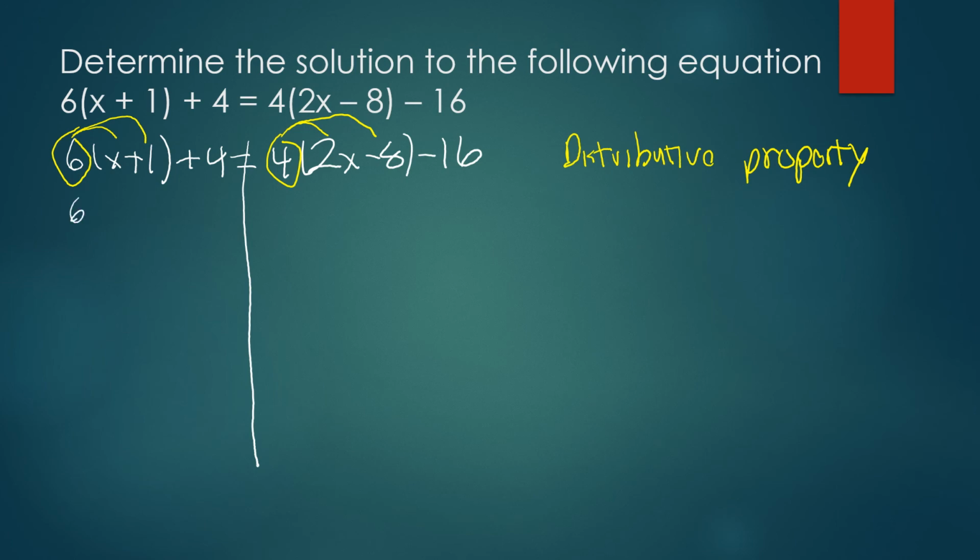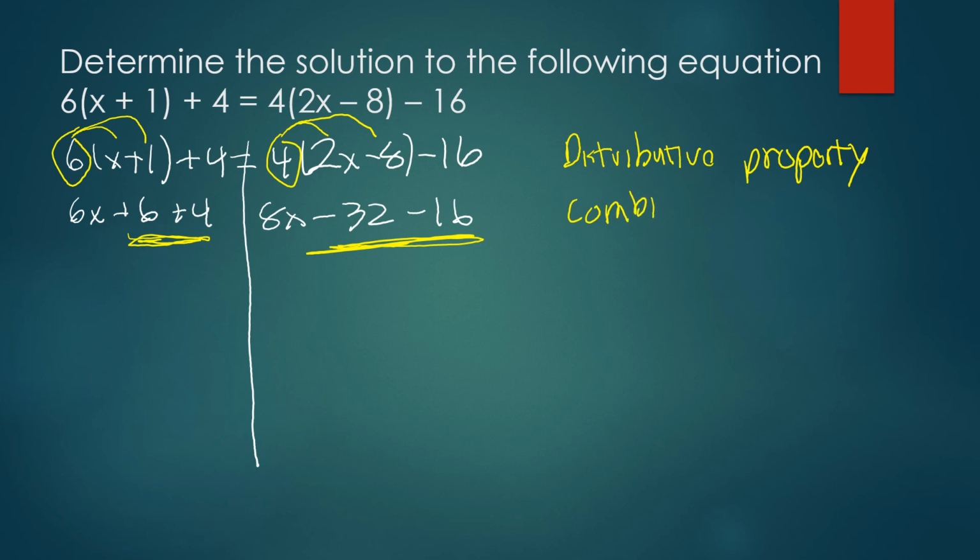So 6 times x is 6x, 6 times 1 is 6, drop down to plus 4. 4 times 2 is 8x, minus 32, minus 16. Now I'm going to combine like terms, so I'm going to look for my like terms. So 6 and 4 are like terms, negative 32 and minus 16 are like terms, so I'm going to combine like terms now. 6x plus 10 is equal to 8x minus 48.